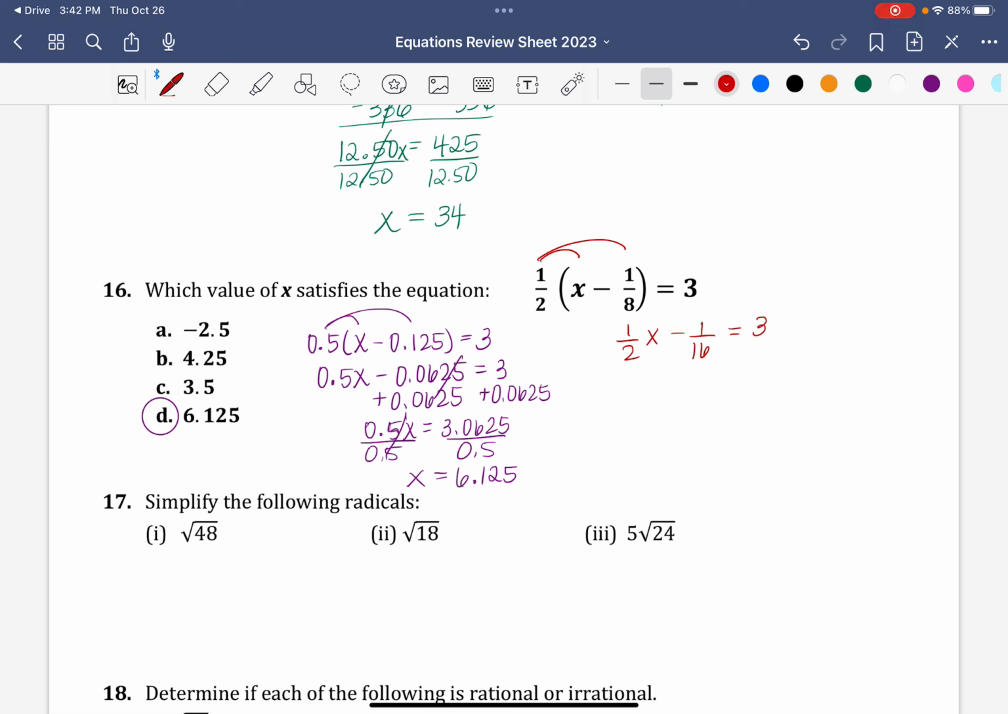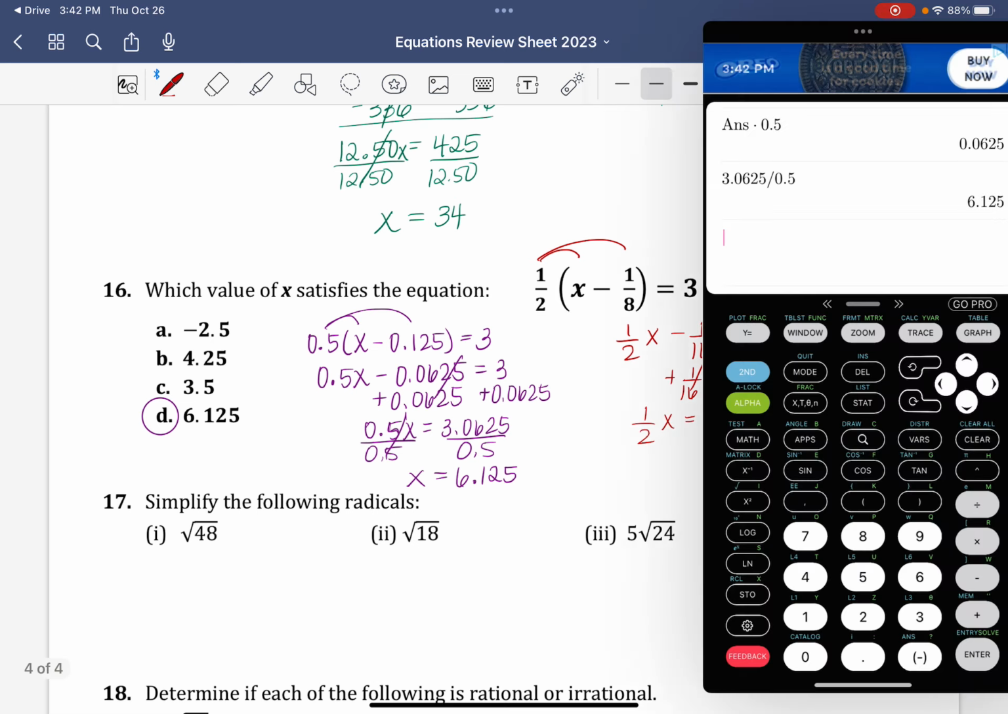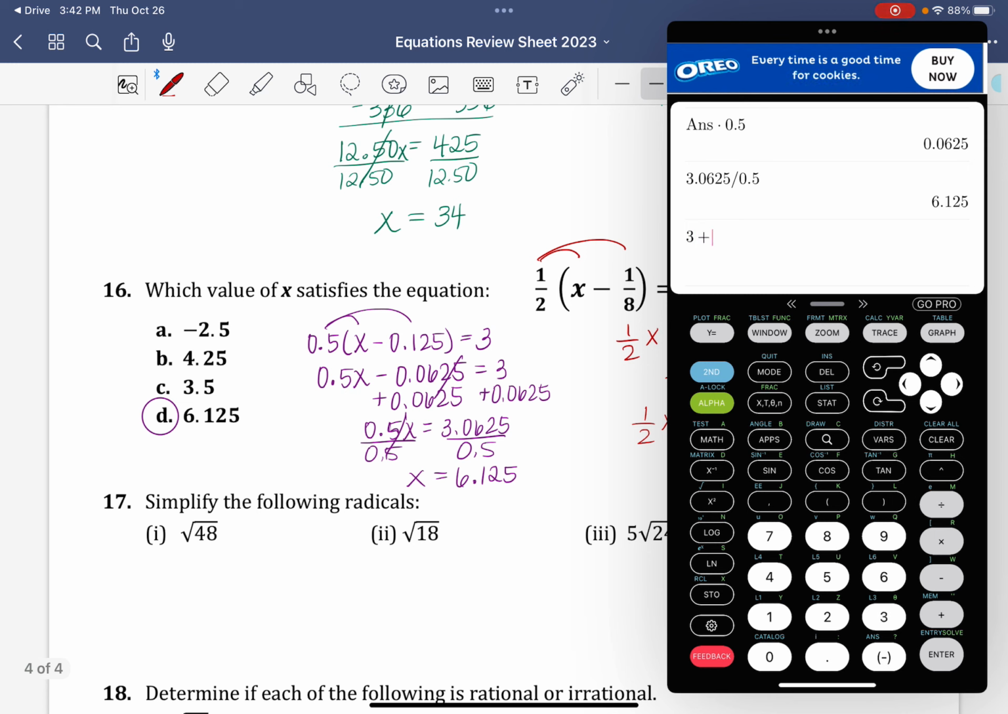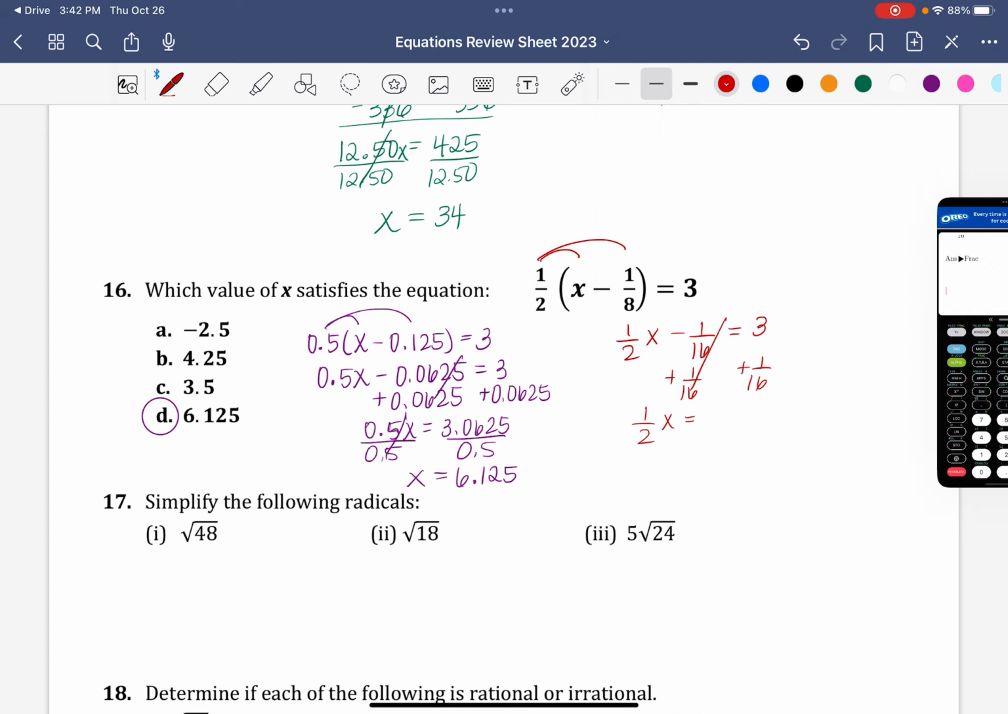Now, you can think of it as the LCD way that we did before. I'll show you that in a second. Or you could just add the 1/16 to the other side. 1/2 x equals, now in our class, 3 plus the 1/16, it would default to giving you a fraction. So I'm just going to change that over for you. So our calculators in class would just tell you 49/16.